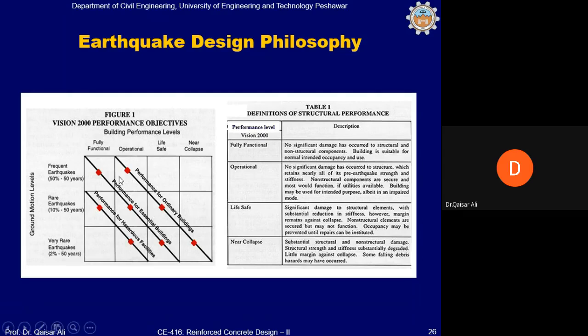So on the x-axis on the top, we have performance level from fully functional to near collapse. On the y-axis, we have different types of earthquakes. Now coming to these three lines. On the top inclined line, we have the performance of our ordinary buildings. And then we have the performance for essential buildings.